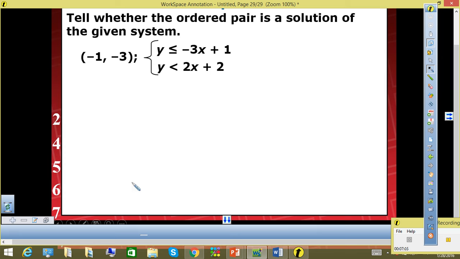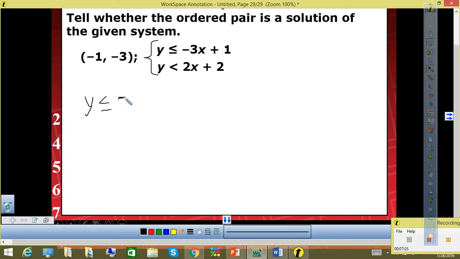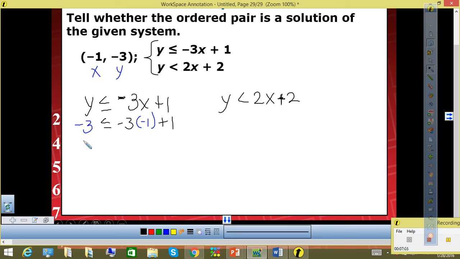All right, guys. Everyone, what do we do? Substitute the values, right? So let's write this first inequality, y less than or equal to -3x plus 1. On this side, I'm going to write y less than 2x plus 2. And we're going to substitute the values x, which is -1, and y, which is -3, into each of those. So this is -3, and for x is -1. So this becomes -3 less than or equal to -3 times -1 plus 1. That's 3 plus 1.